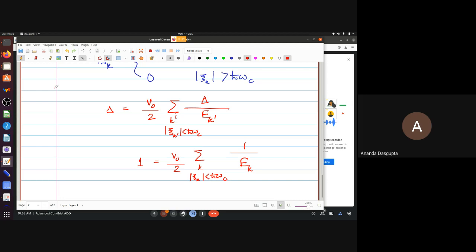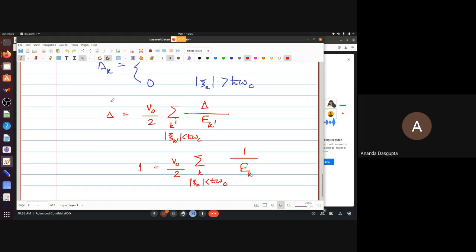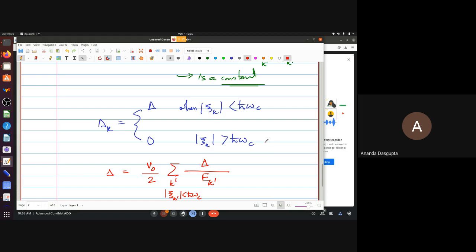Can you see how? The delta has cancelled from both sides, right? So how does this help us find out delta? Yes? So we find k, then we put the value in the formula Ek square equals delta k square plus xi k square, then we find delta k. Well, there is no delta k, right? You just need this number delta, because delta k is delta for our problem. Or rather, delta k is delta within this range and 0 outside.